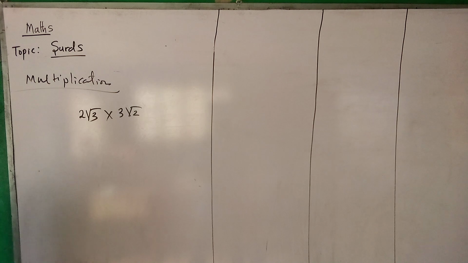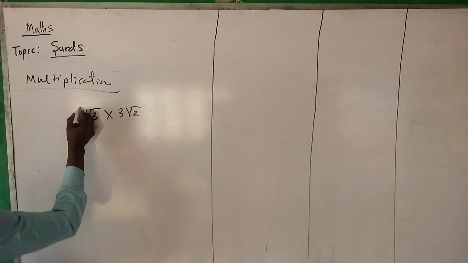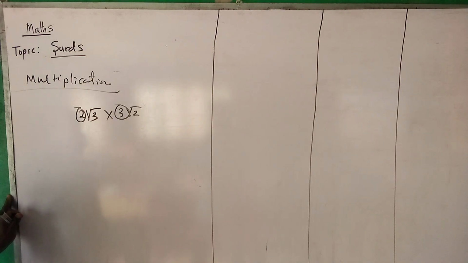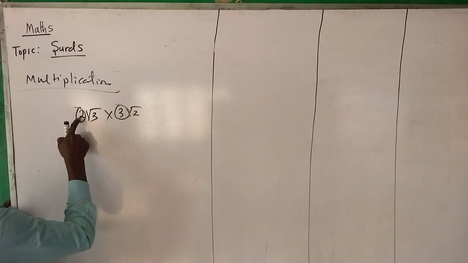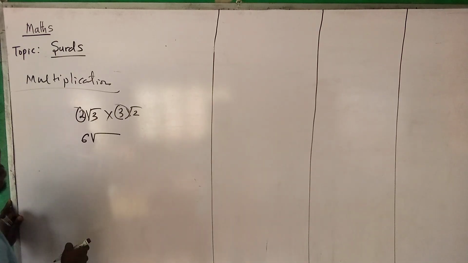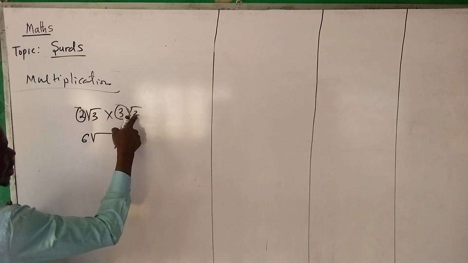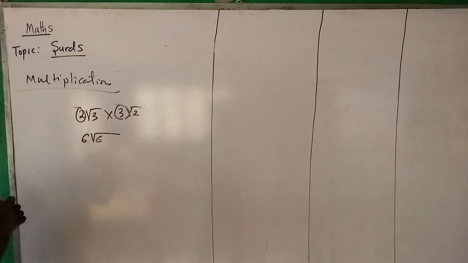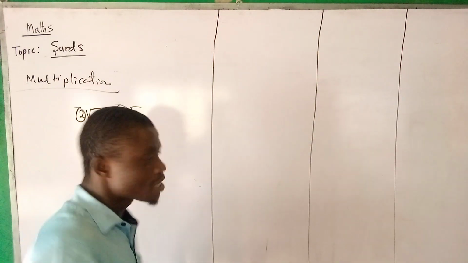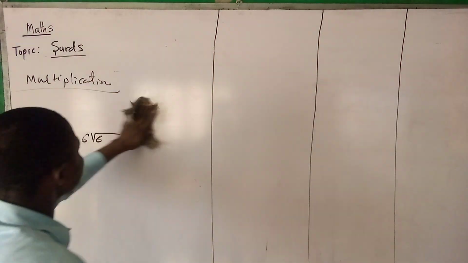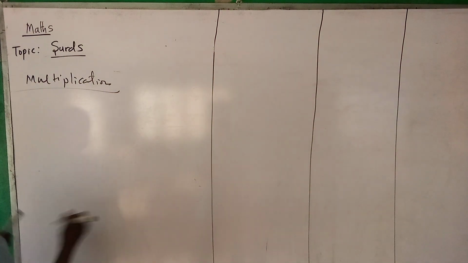This can be multiplied. Right? You multiply the coefficients together and also you multiply the surds. It's done that way. 2 times 3 is 6, then surd. You multiply 3 times 2, which is 6. So you get 6 surd 6.